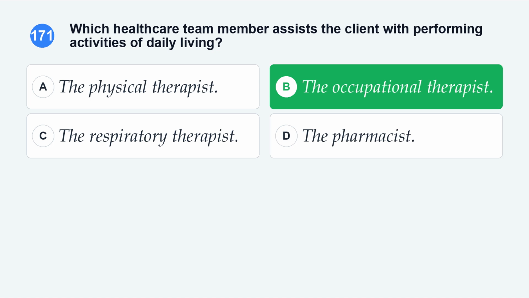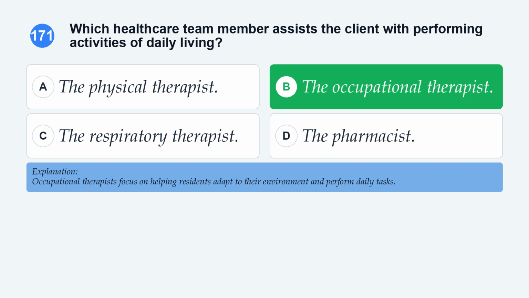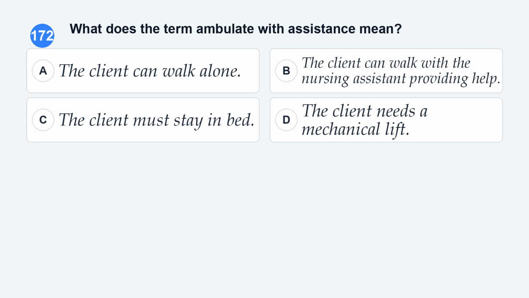The correct answer is option D, the occupational therapist. Explanation. Occupational therapists focus on helping residents adapt to their environment and perform daily tasks. Question 172. What does the term ambulate with assistance mean?